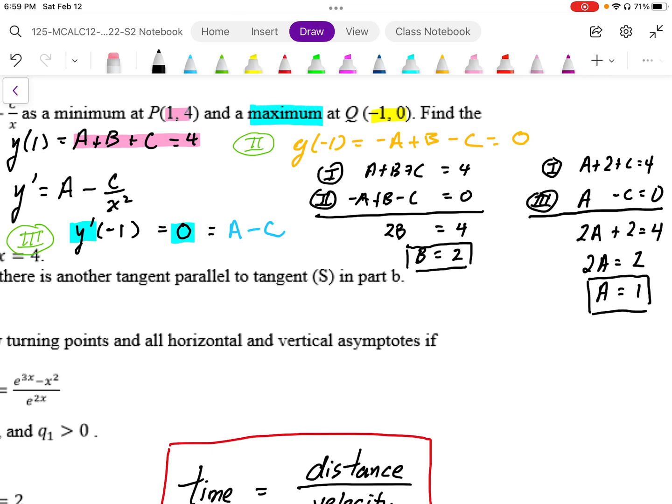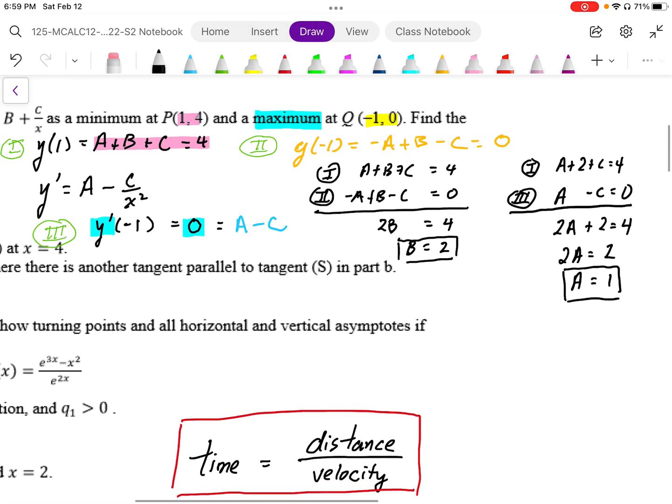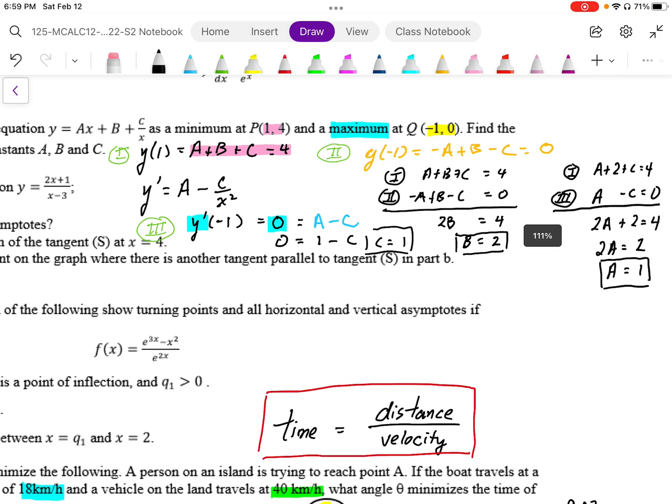And then we can solve for c by plugging back into equation 3. A is 1, so 1 - c = 0. That gives us c = 1. So we end up with our a, b, c solved for. So we solved this problem.